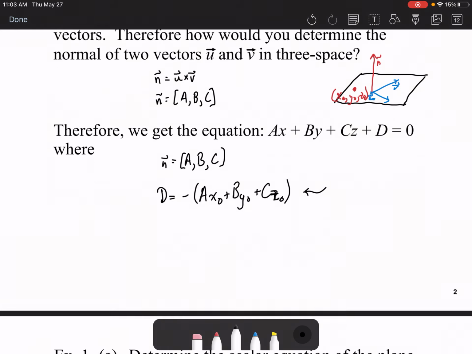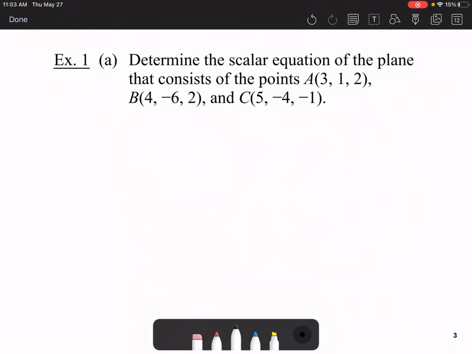So let's talk about how we can create this. We're going to create the scalar equation of a plane that consists of these points. Last day's work, we saw how to change this into vector or parametric form. Again, we are going to need two directional vectors. For one of my directions, just take the subtraction of any two of these points. Doesn't matter which points you choose. And so I get one directional vector of 1, -7, and 0.